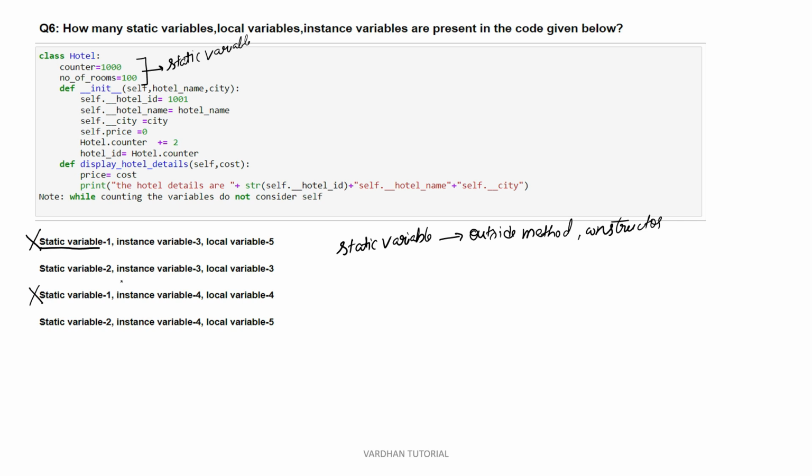Now next is instance variable. So let's count instance variables. Any variable which is used with object dot variable is called instance variable because our object is our instance. So instance variables will be this 1, 2, 3, 4. So we are having 4 instance variables, and again this option is also eliminated. Static variable 2, instance variable 4.